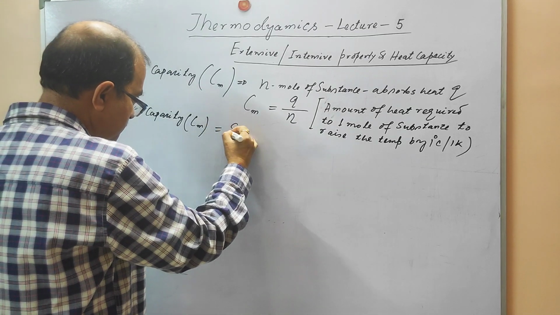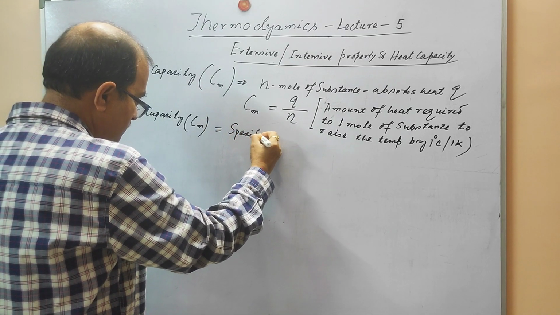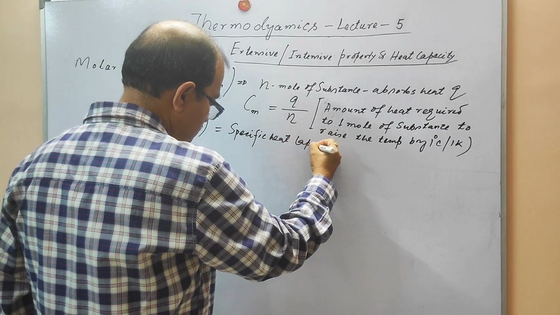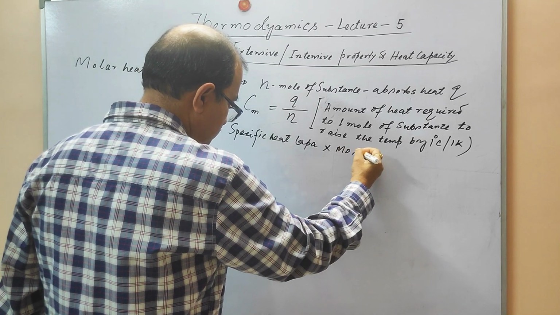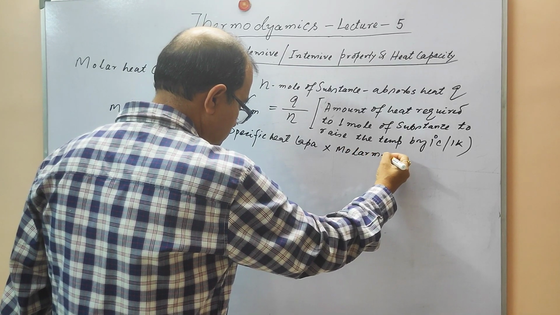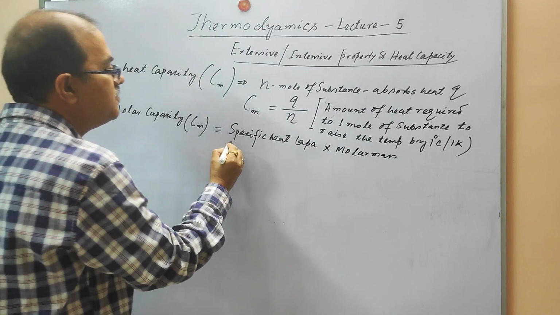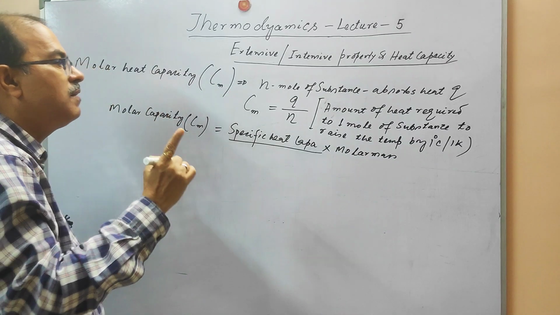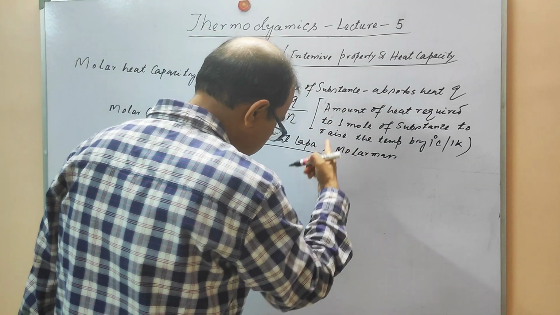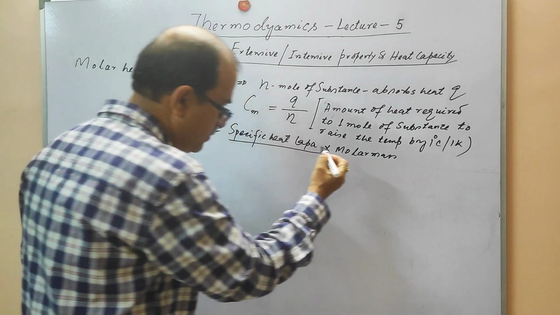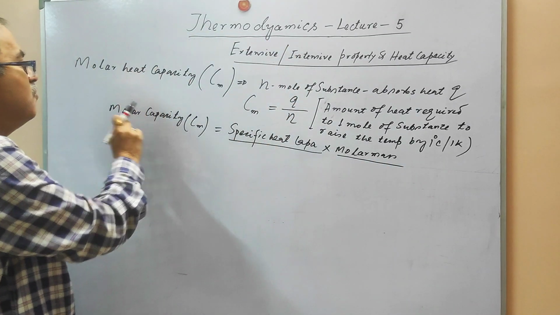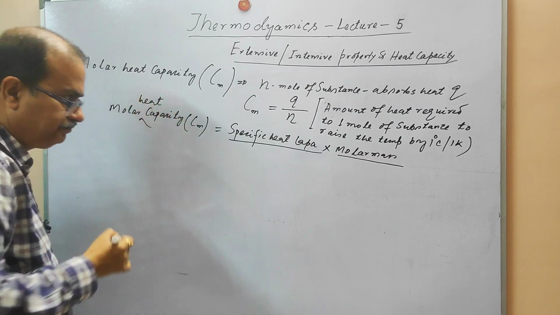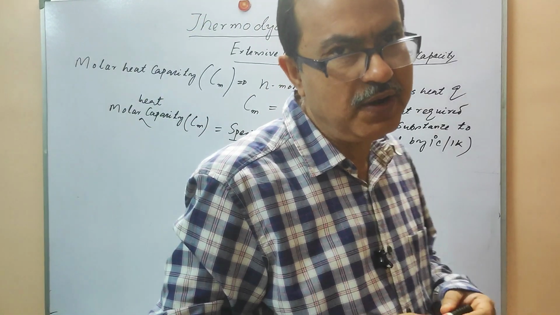That is given by specific heat capacity into the molar mass. You can easily understand specific heat capacity is basically the heat capacity of 1 gram of substance, and when we multiply it with the molar mass, it will become the molar heat capacity. Okay. Now, what is a very important thing to understand?